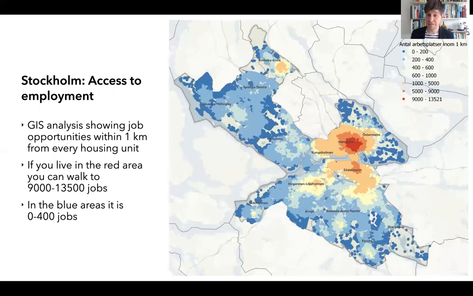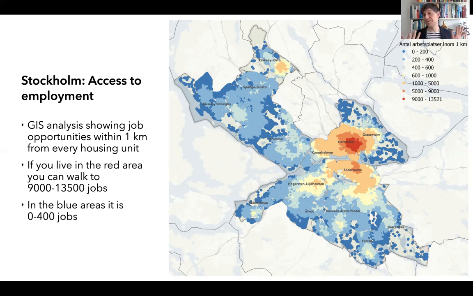This is Stockholm again, and this is a project that I'm working on right now. It is trying to understand the access to employment. Every dot on this map is a housing unit. It's actually an address where somebody is living. And we used statistics about where the offices, where the shops, where all the job opportunities are located to make this map. So it's once again a quite advanced GIS analysis. And it shows that if you walk for 1 kilometer, how many job opportunities are there around there.